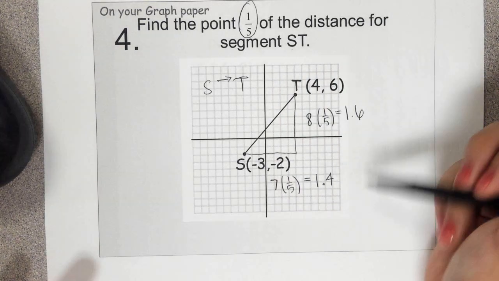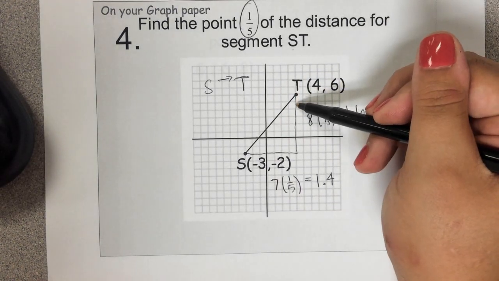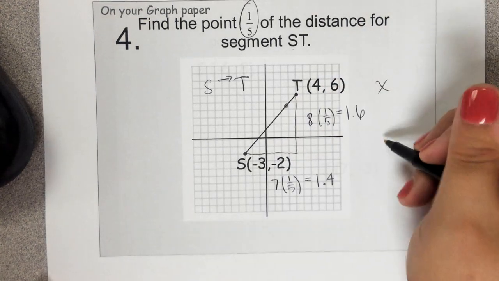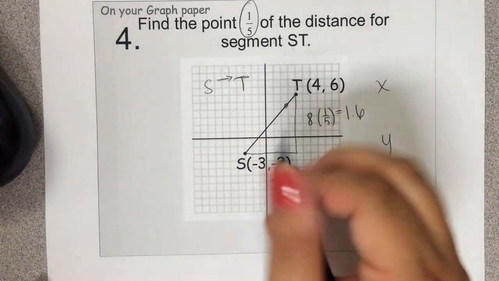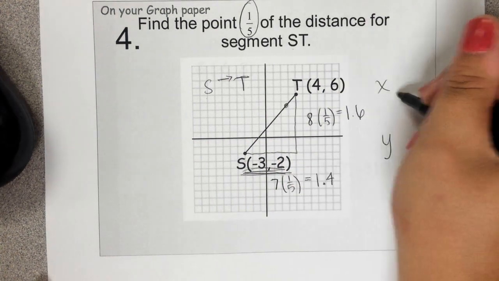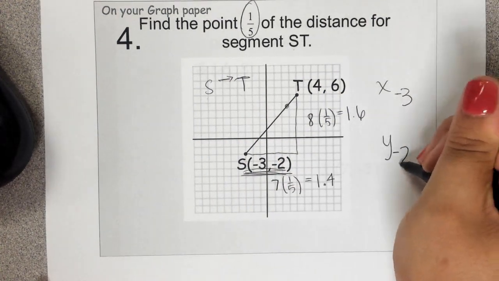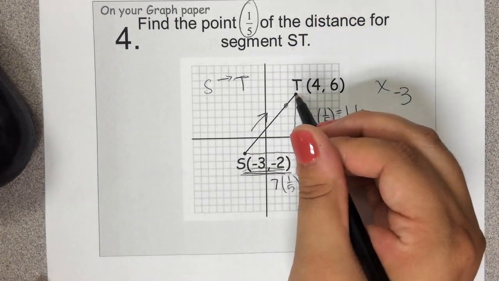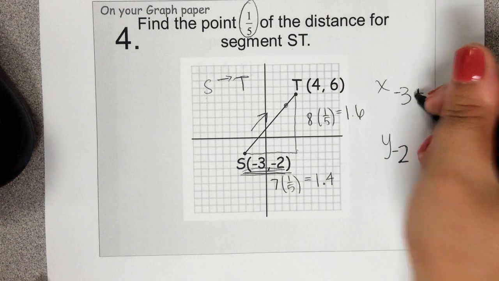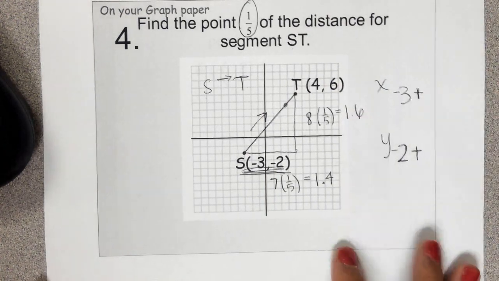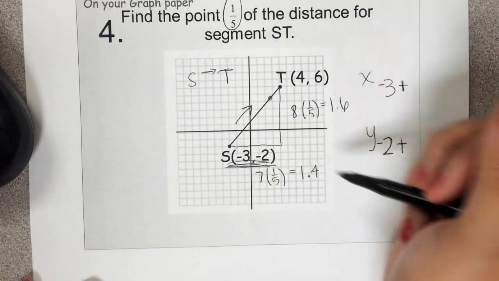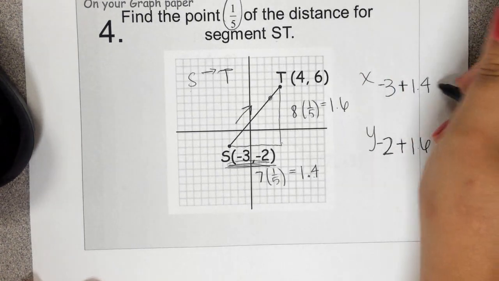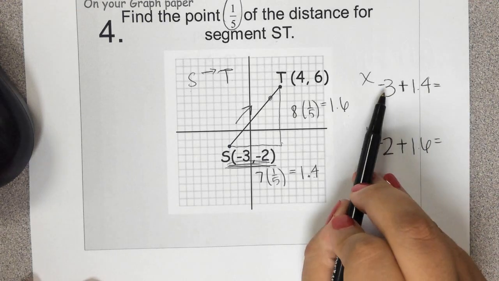Okay, now I know how far to go. Again, could I go 1 and then 0.6 and then 1 and 0.4? Totally. But to get the exact answer, I want to go S to T. So I'm starting at S at negative 3, negative 2. S to T is going right, then up. So right is positive, up is positive. My X is 1.4, my Y is 1.6, and then I'm just going to put those in the calculator.